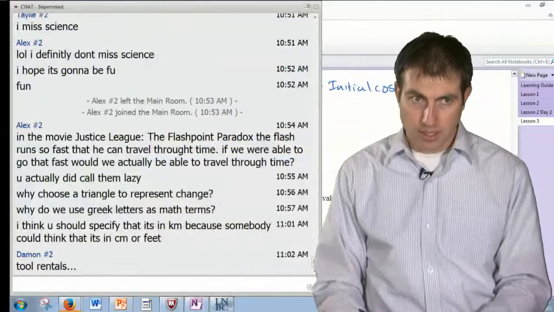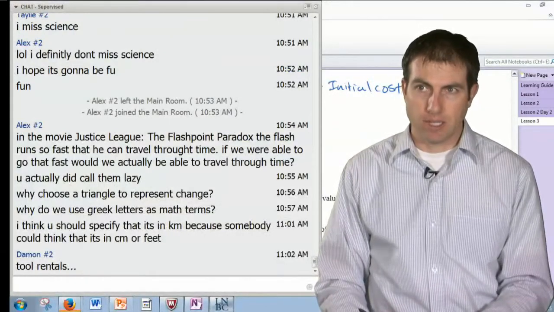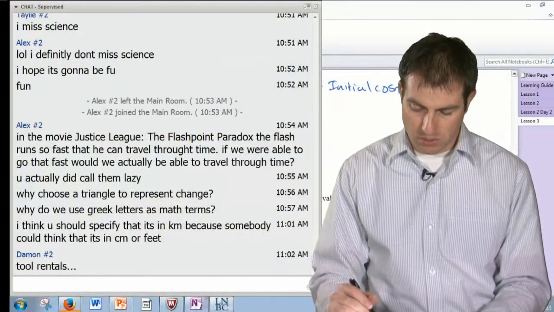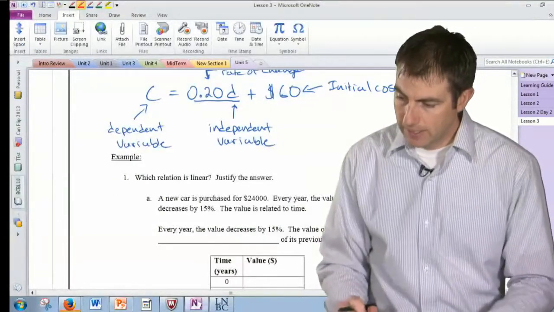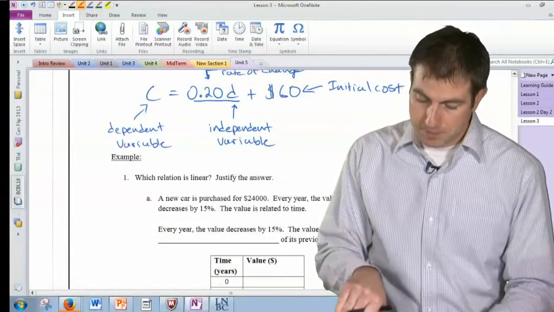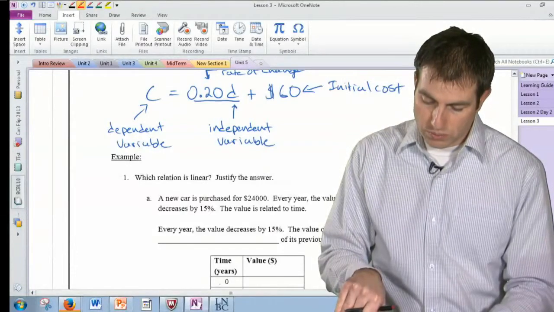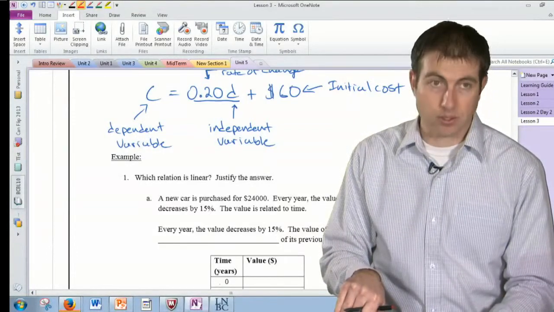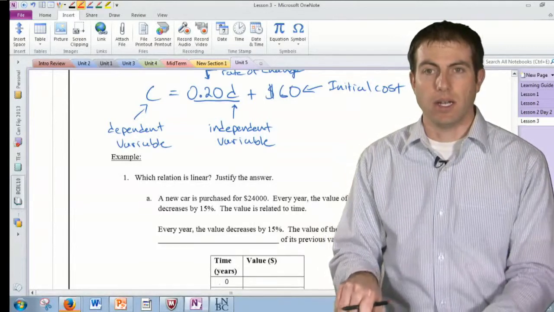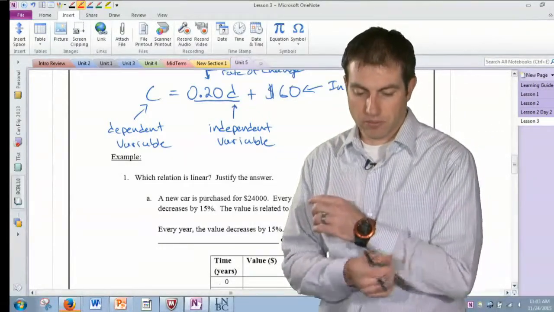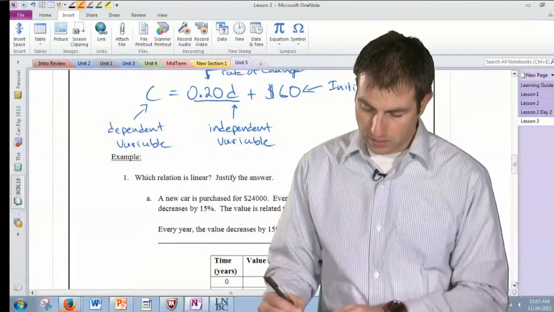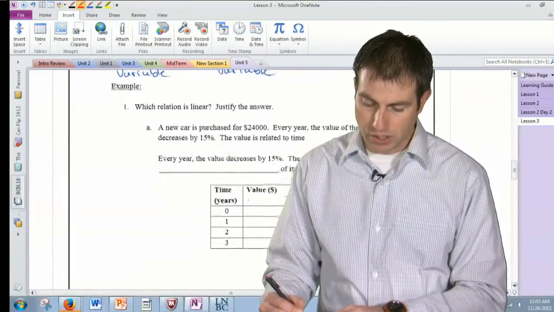For that, I'm sure you guys have come up with all sorts of other things. We'll look at other examples that don't have an initial cost. All right, so which relation is linear? Justify the answer. So we're going to look at some further examples, and we're going to see if this is linear or not.